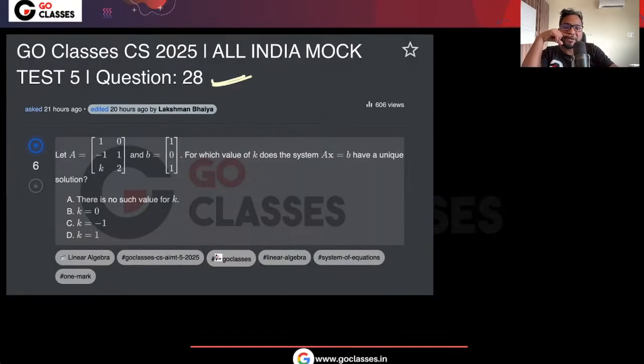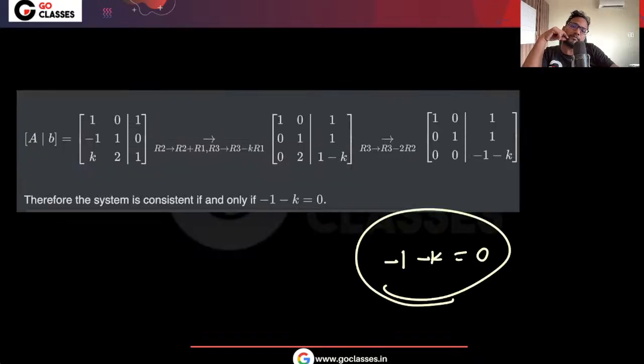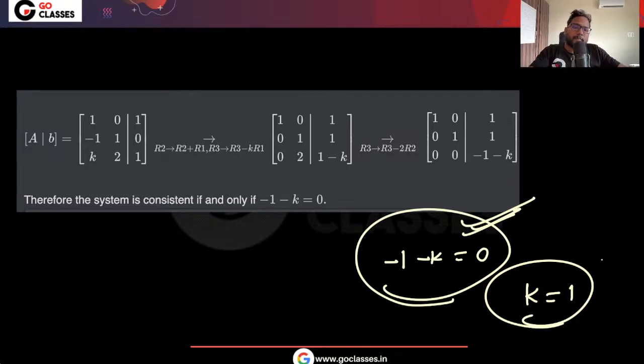And what is the question? They are saying Ax equal to b has a unique solution. There could be a unique solution only. Why? Because these two are linearly independent. These two are not dependent. So there will be a unique solution only, and which will be at k equal to 1. Sorry, -1. k equal to -1. Understood? Let me know if that is okay to everyone.